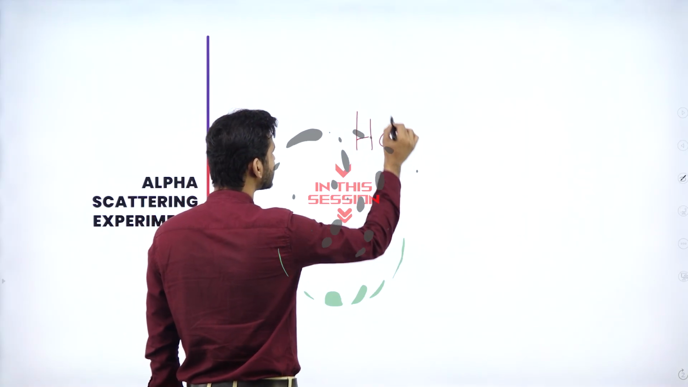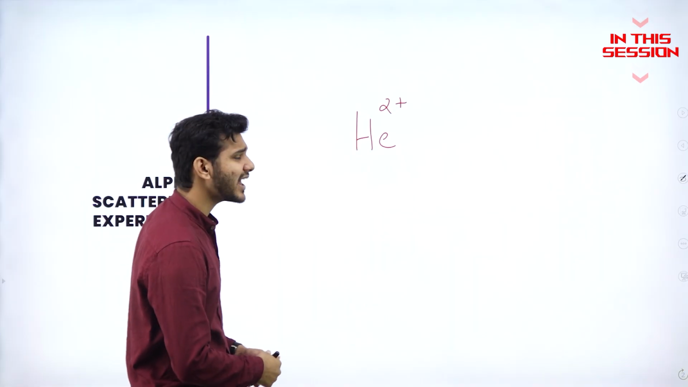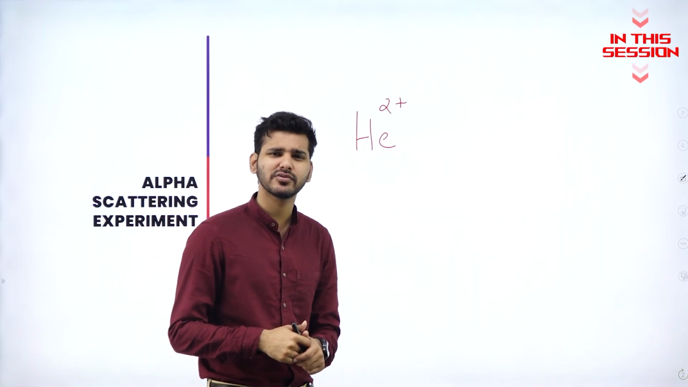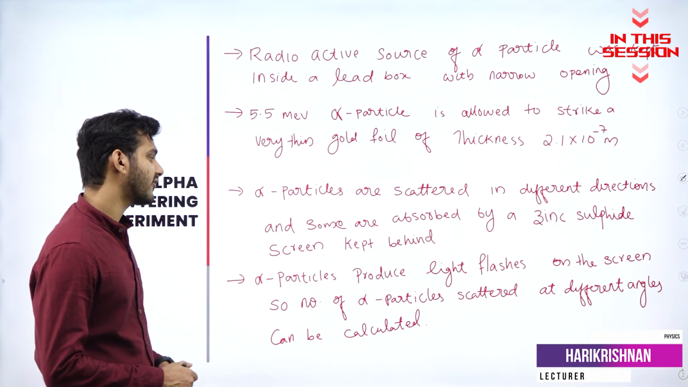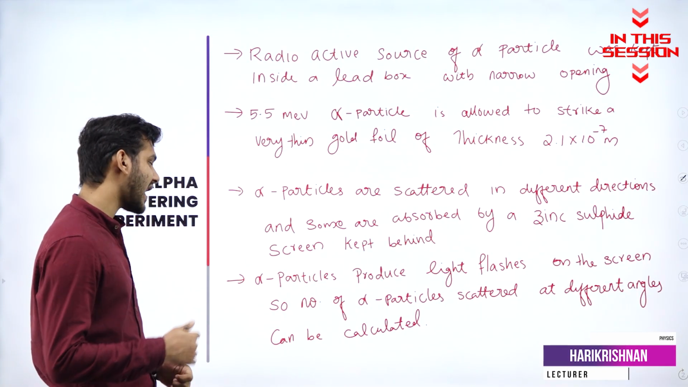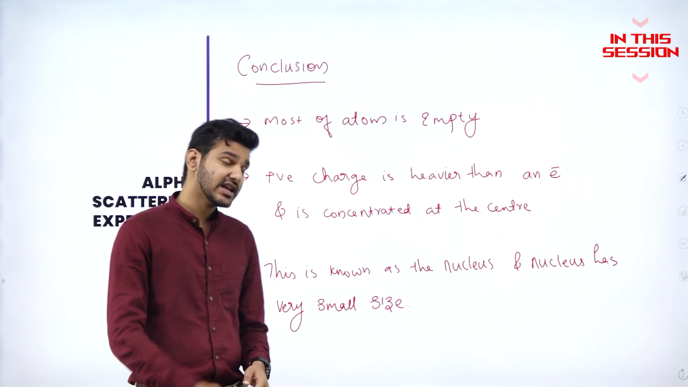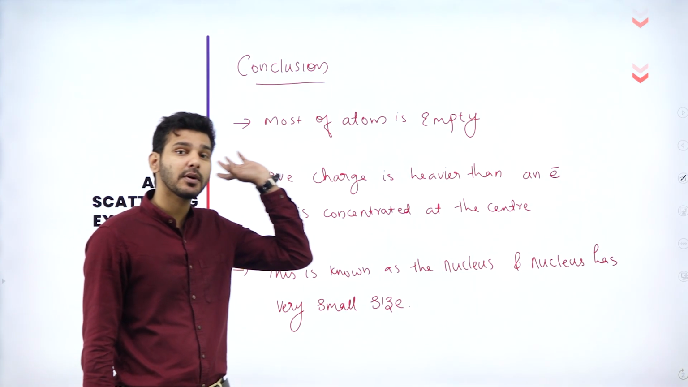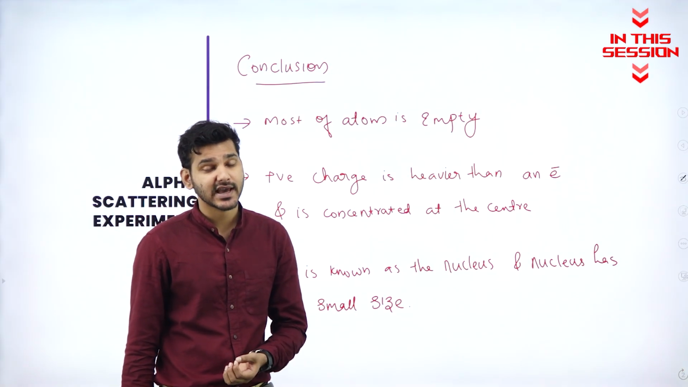Helium atom which has a 2 plus sign on top. So that is known as an alpha particle. Again, all this you know from your first PUC. Alpha particles produce light flashes on the screen. So the number of alpha particles scattered at different angles can be calculated. So the conclusion of the experiment was that since most of the alpha particles pass through the gold foil directly, we can say that most of the atom is actually empty.